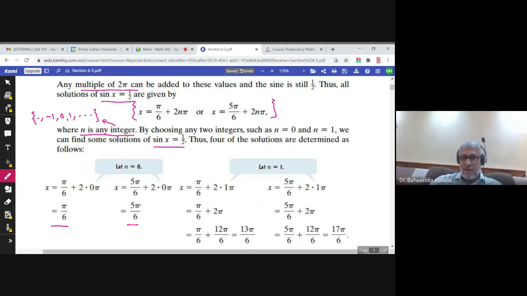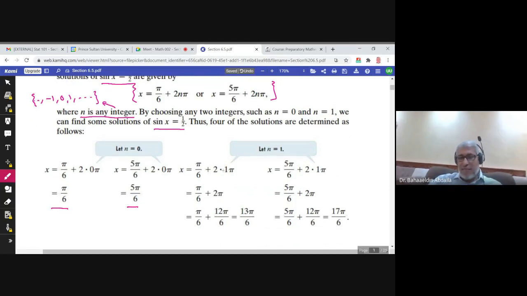Try sine 5 pi over 6 in the calculator. It would also be half. You can take n equals 1. Okay, so you add 2 pi to pi over 6. So 13 pi over 6 is also a solution of this equation. Or if you add 2 pi to 5 pi over 6, then 17 pi over 6 is also a solution.